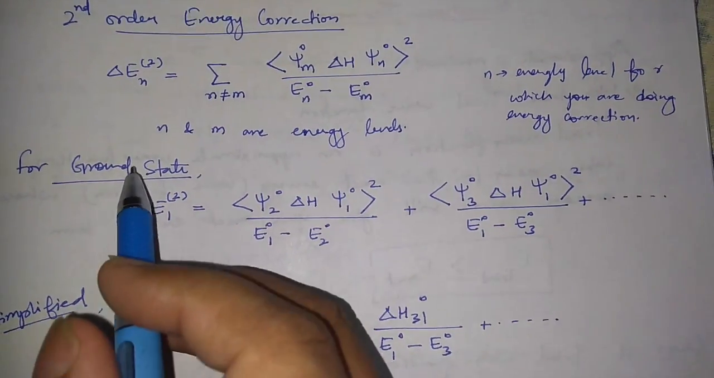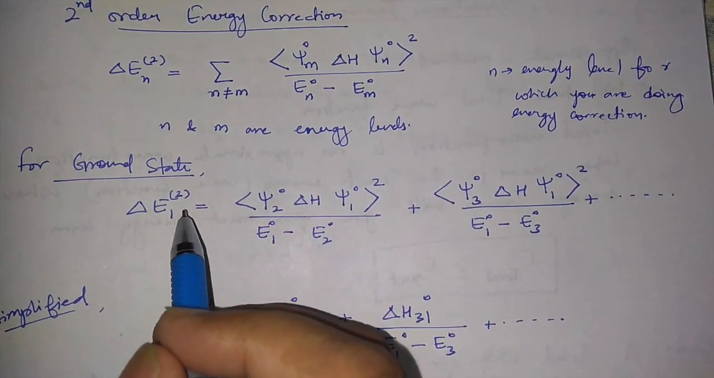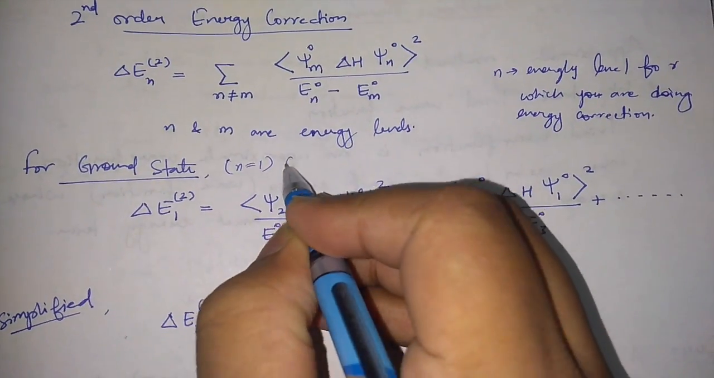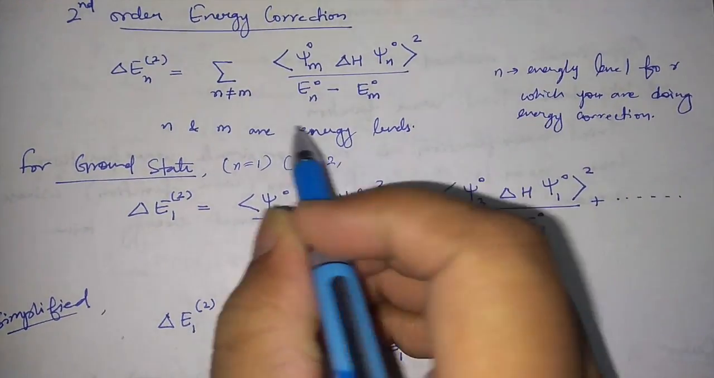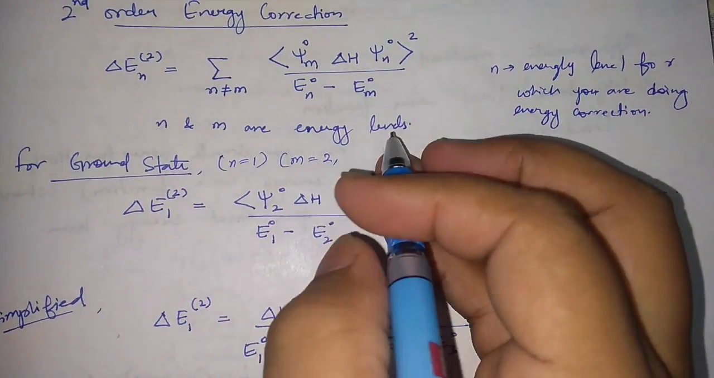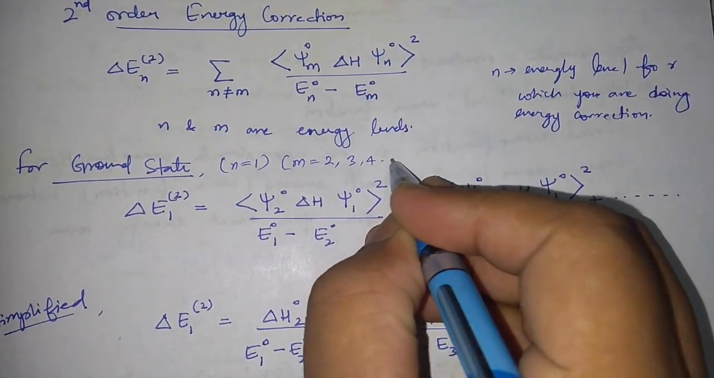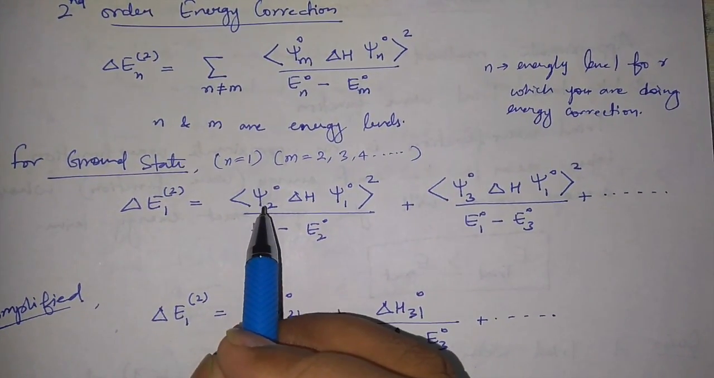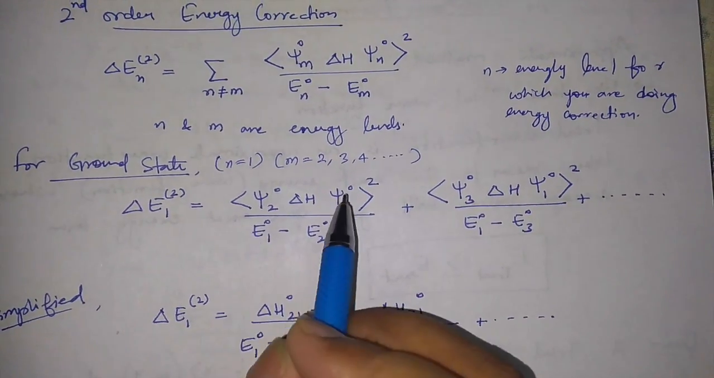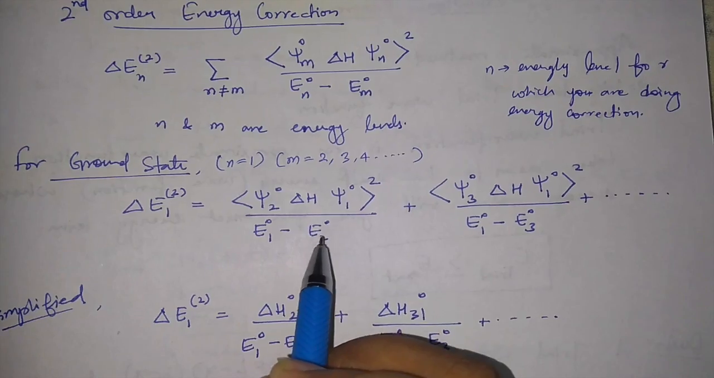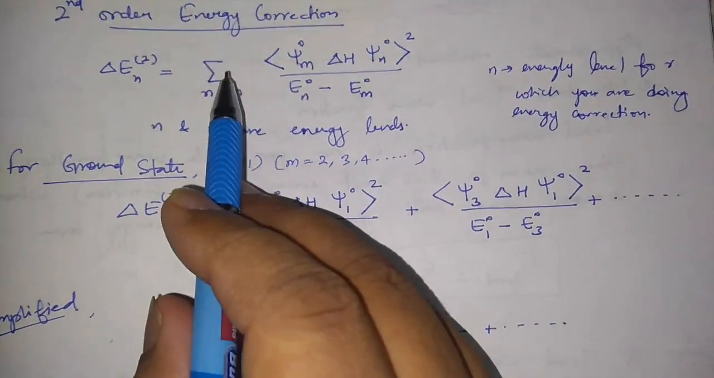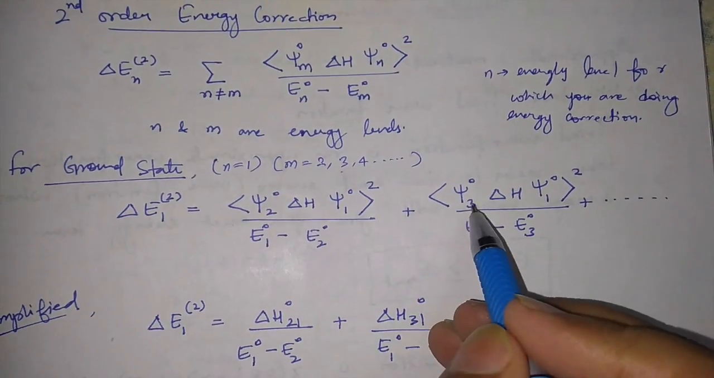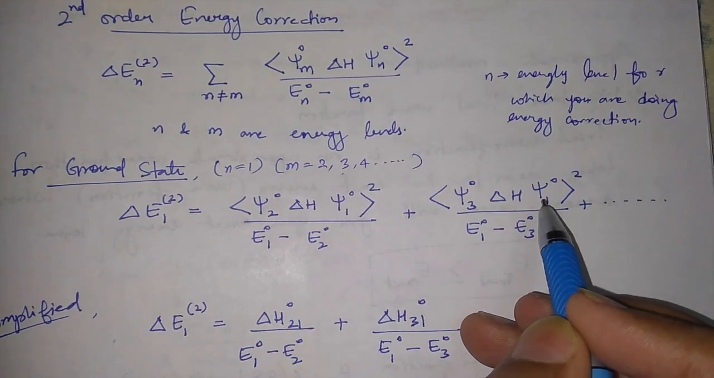Fine. For the ground state, always remember that the ground state starts from 1, okay. So n will be equal to 1 for the ground state. And what will m be then? m can be equal to 2. n and m cannot be equal, right? So m cannot be equal to 1. It will start from 2, 3, 4 and so on, okay. If let's say m is equal to 2, in that way your equation will become psi 2 delta h psi 1 whole square divided by E1 minus E2, right? Plus, because it's a sigma sign, you have to add the next term. So plus, then you have m equal to 3. So psi 3 delta h psi 1. Why? Because n is 1.